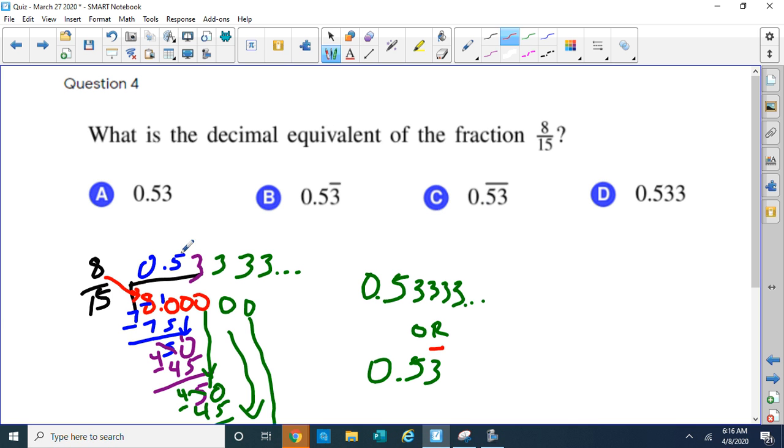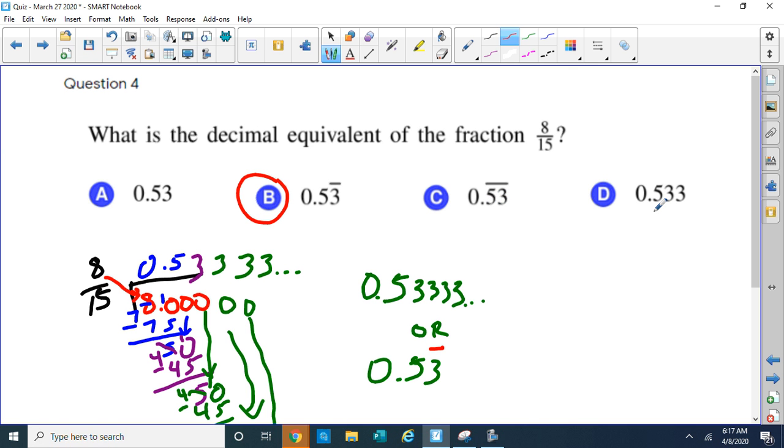So I don't see 0.333. So that's not there. There's B. There's the one with the line on top of the 3. So I'm going to choose choice B. And I see C has a line over the 5 and 3. I cannot choose that because the 5 is not repeating. It's just a 3 that's repeating.